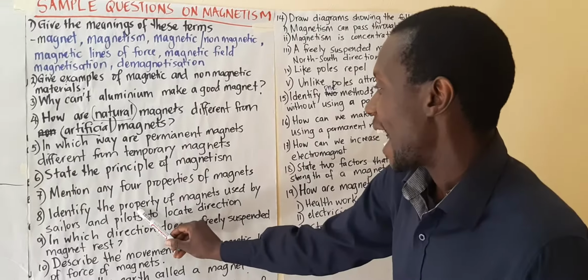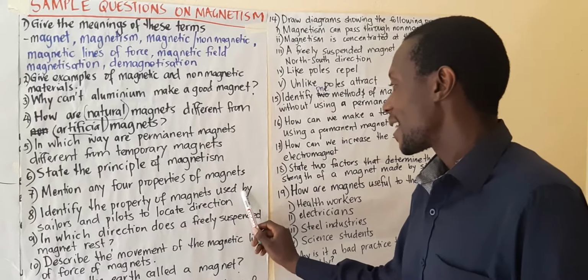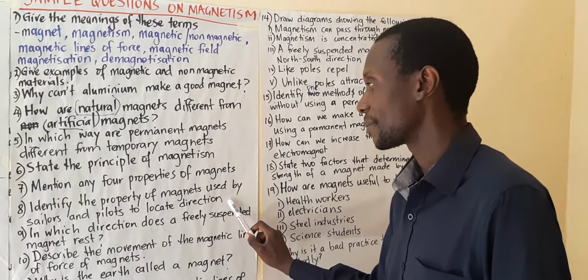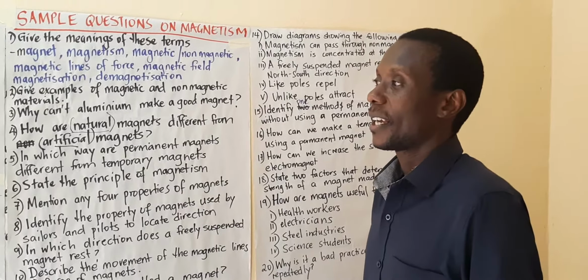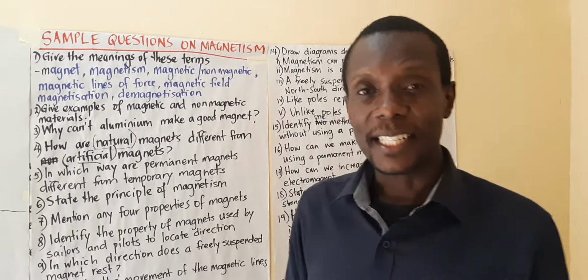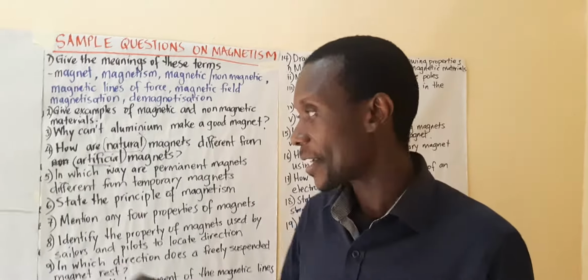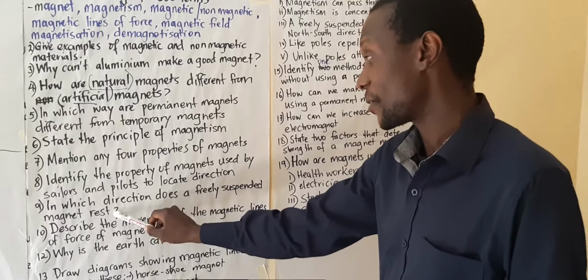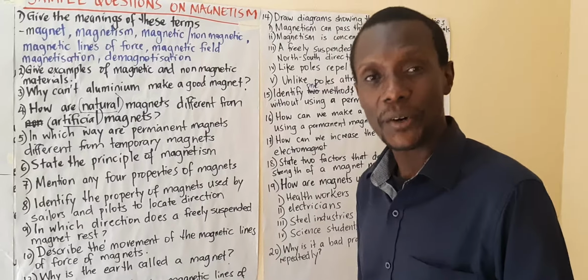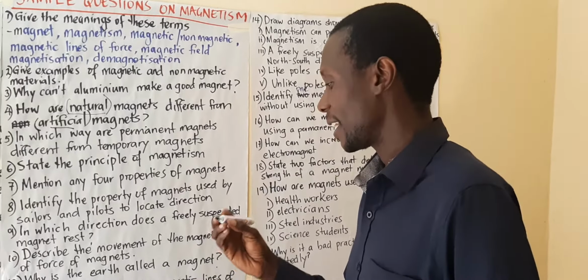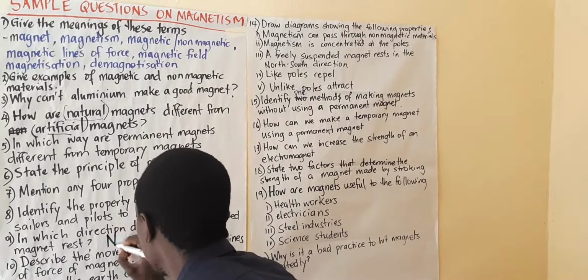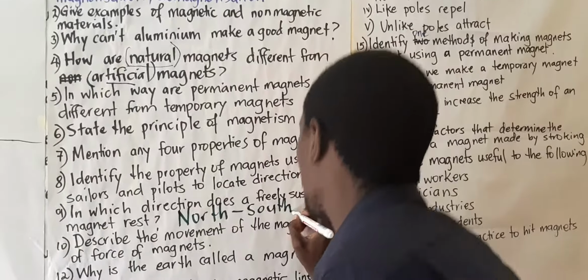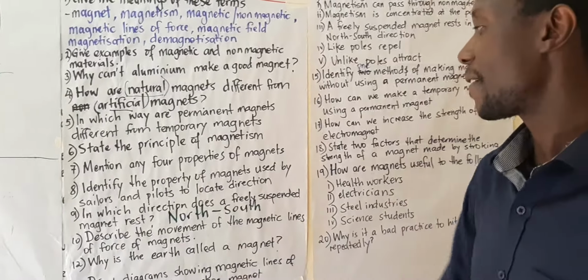Question 8, identify the property of magnets used by sailors and pilots to locate direction. A freely suspended magnet rests in the north-south direction. In which direction does a freely suspended magnet rest? It rests in the north-south direction. We write north-south like this, with capital letters and a hyphen in between.